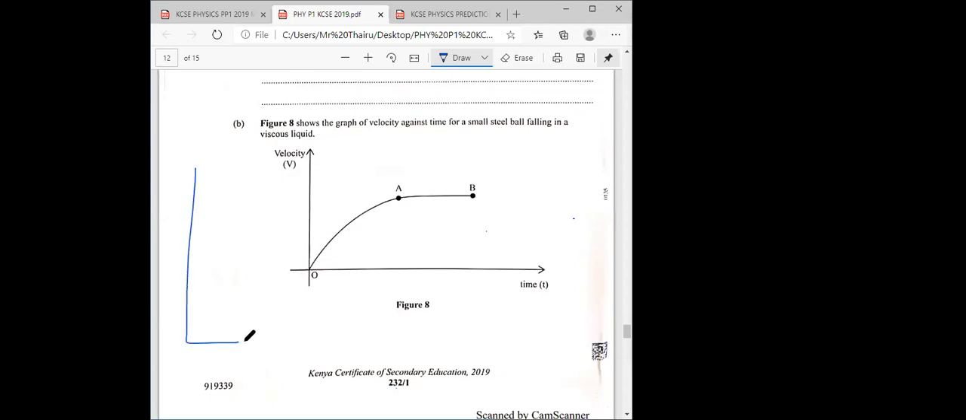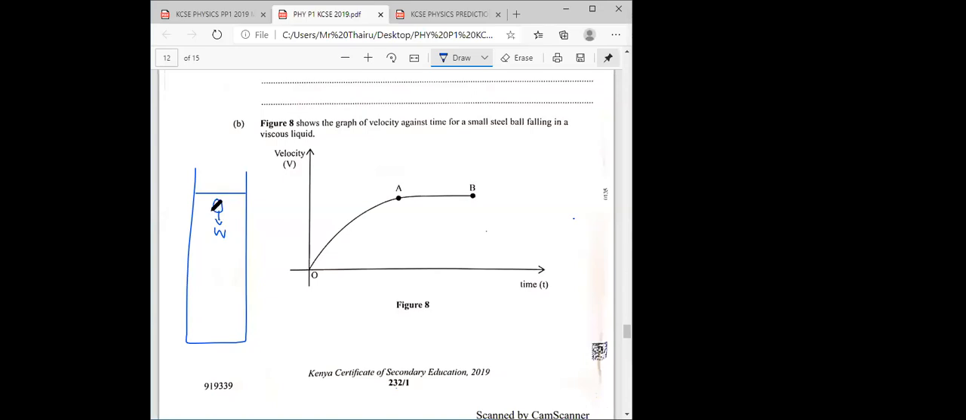Remember, according to our question, we are told it is a steel ball falling in a viscous liquid. Suppose this is the container. We have a liquid that is already inside. Then you take a steel ball, you drop it so that it can start to move downwards. Initially, it will accelerate due to gravitational force. Remember, it has its own weight acting on it.